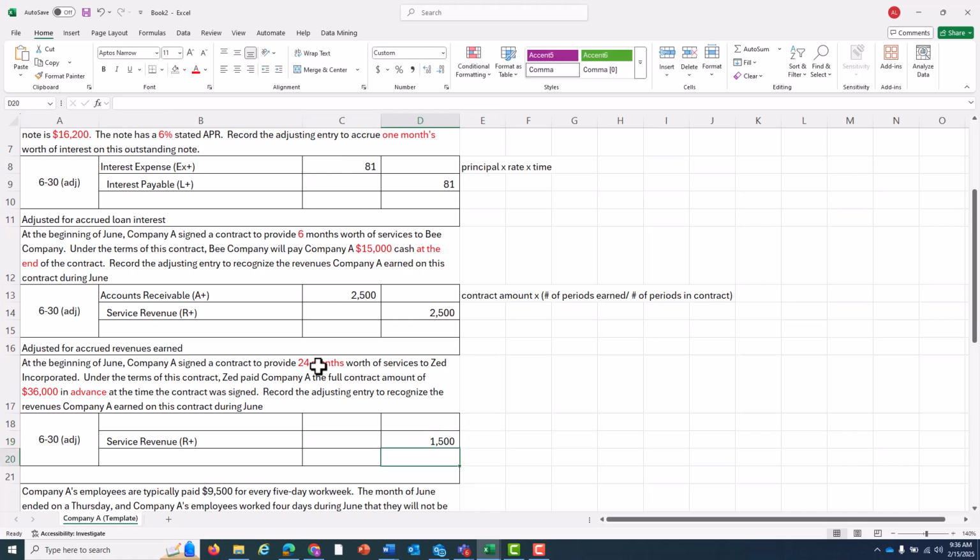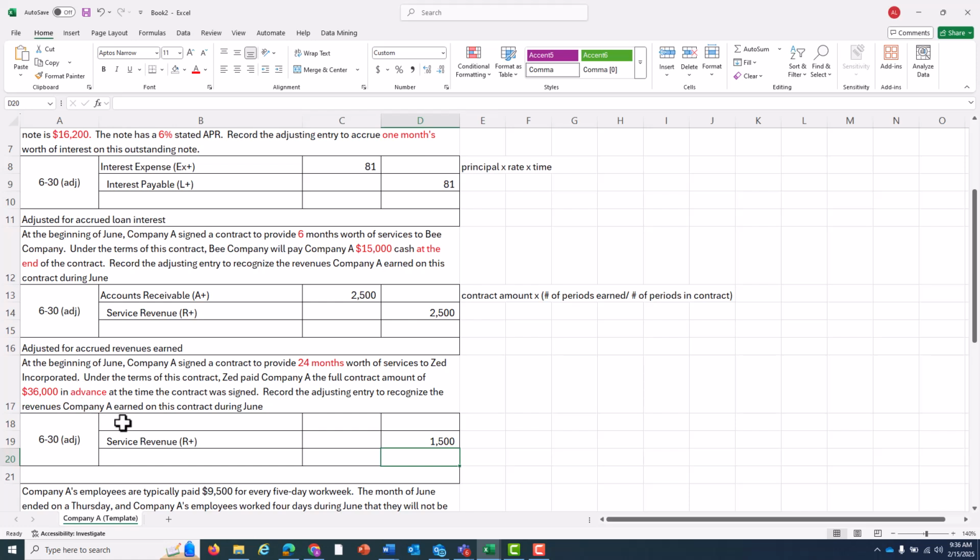So what is my debit here? Would I put accounts receivable on the books? No, because that means they would owe us money. And if they paid us the full amount in advance, they definitely don't owe us any more money. What would have happened when we received that payment in advance? Well, we would have had to put the cash on the books at the time that they paid us, at the beginning of June, but we had not earned any of the revenues yet.